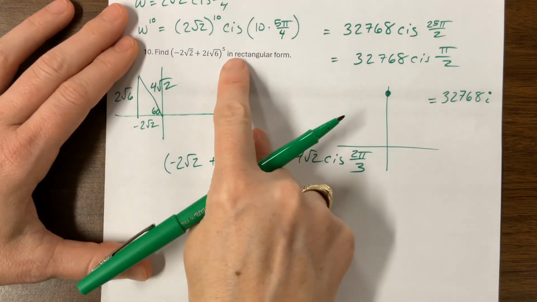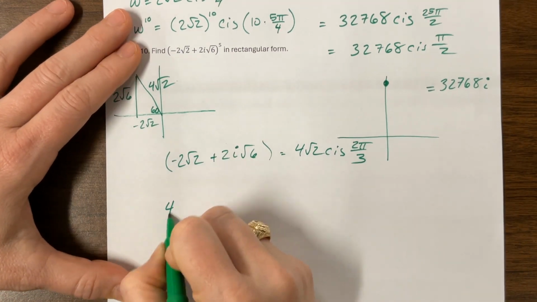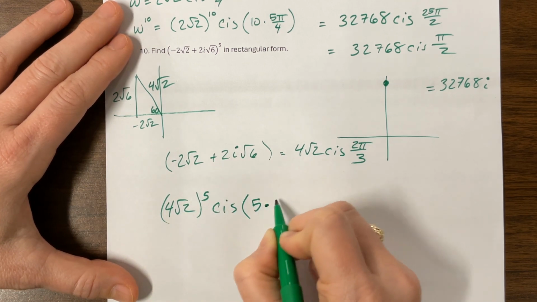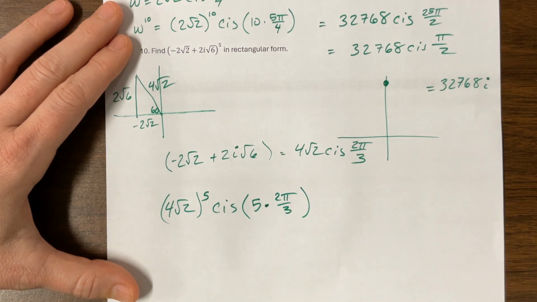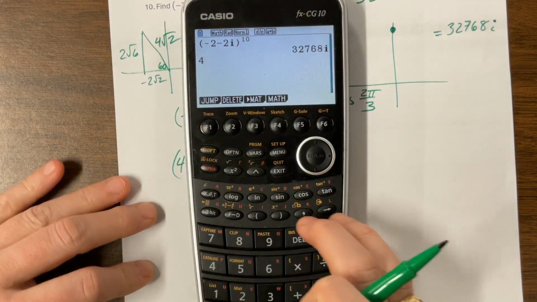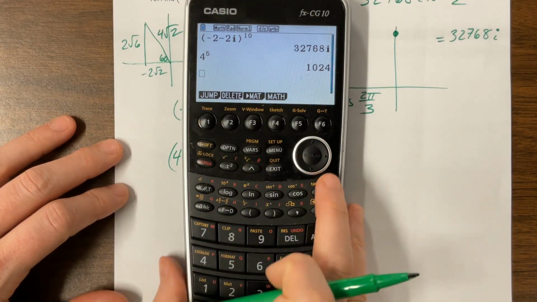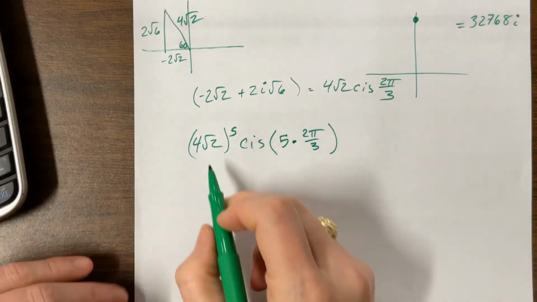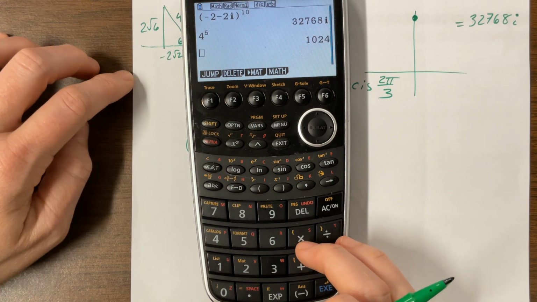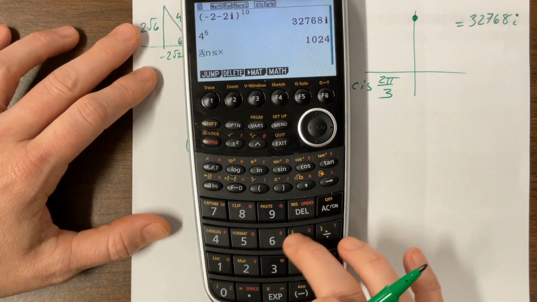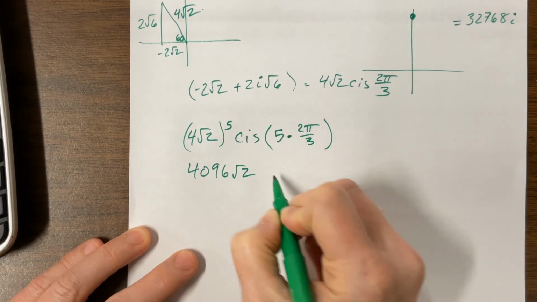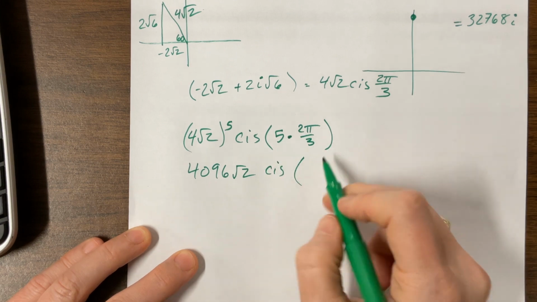Okay, so now they want us to raise this to the 5th power. So 4 root 2 gets raised to the 5th power, cis of 5 times 2 pi over 3. Okay, 4 to the 5th power. I would keep the numbers reasonable if I didn't give you a calculator. I could have gotten there, but I didn't want to. Root 2 to the 5th power becomes 2 squared times root 2. So 4 root 2, so we have this times 4. So we end up at 4096 root 2 cis of, what the heck is this, 10 pi over 3.